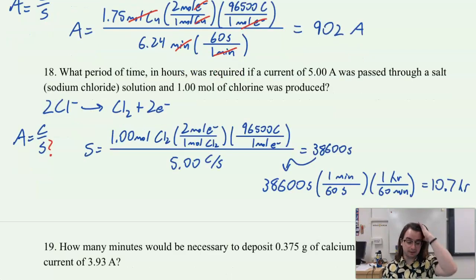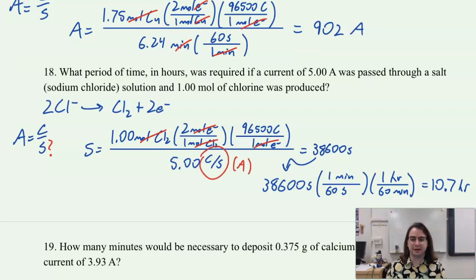Okay, so now that we have solved for the thing that we are wondering about, we have 1 mole of chlorine, which we turn into coulombs. And then the thing on the bottom here, the coulombs per second, this is just an amp. So I'm just dividing by amps. So when I have coulombs on the top and amps on the bottom, it gives me seconds.